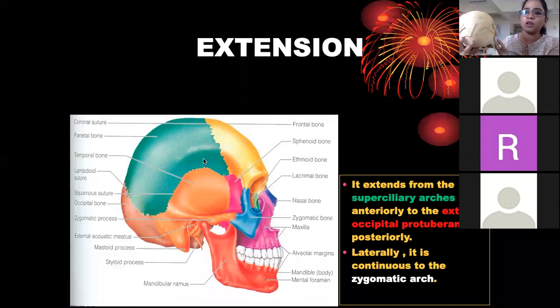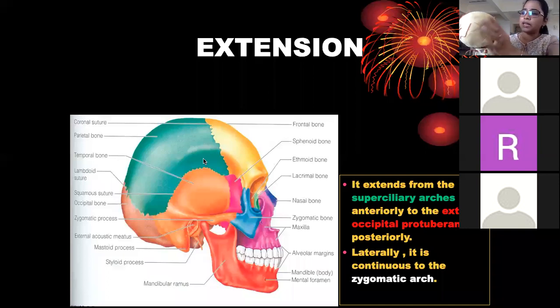Where is the occipital protuberance? This is the occipital bone, and this elevation is called the occipital protuberance. In some people we can clearly feel it. In males especially, the external occipital protuberance is high. So from the superciliary arches at the front till the external occipital protuberance on the back, this entire extent is covered by scalp.